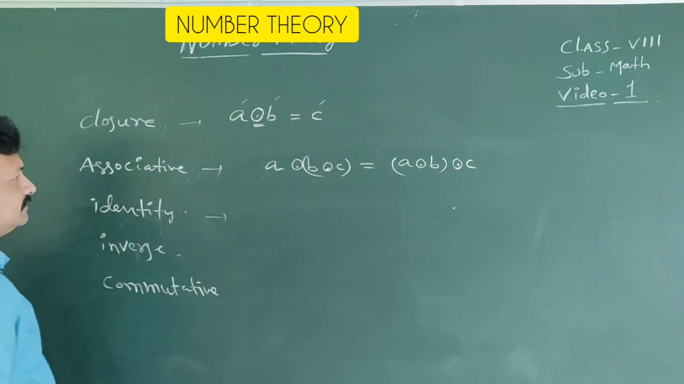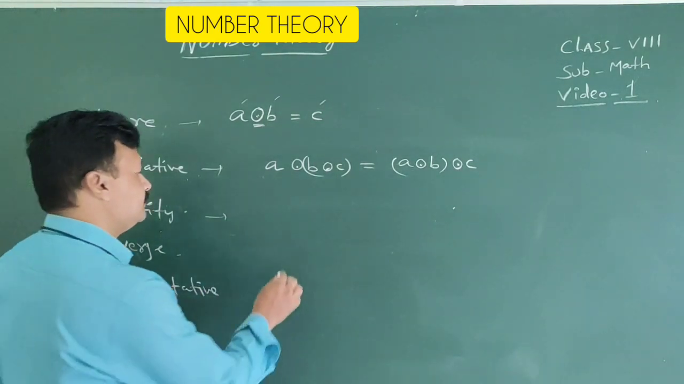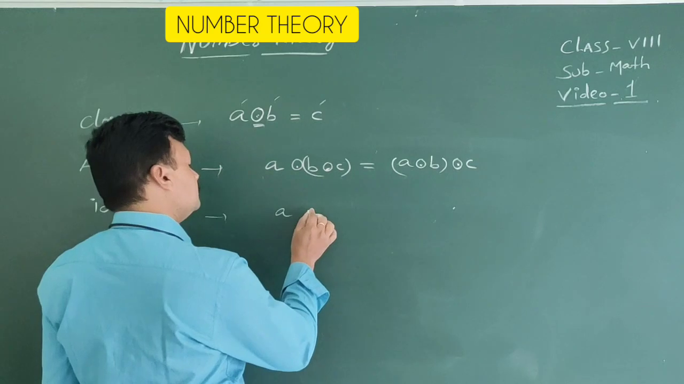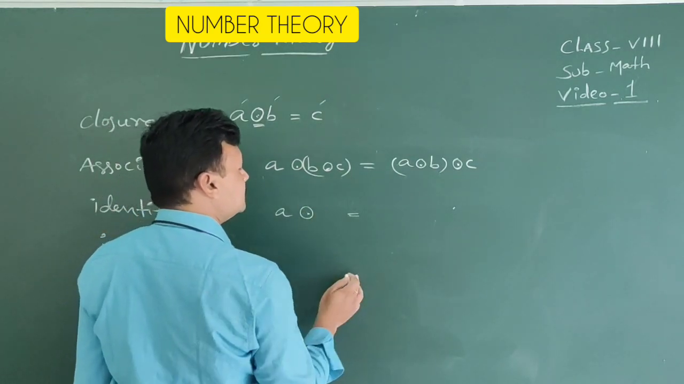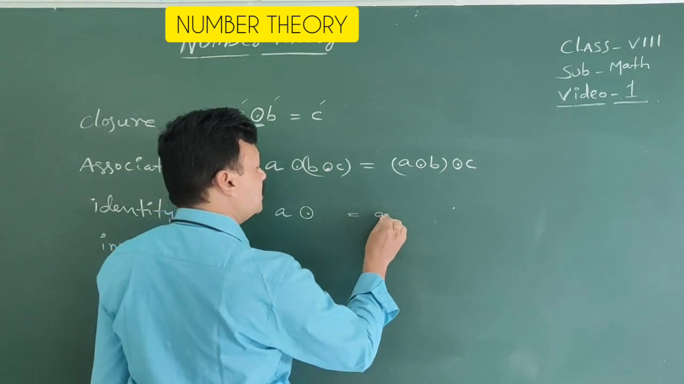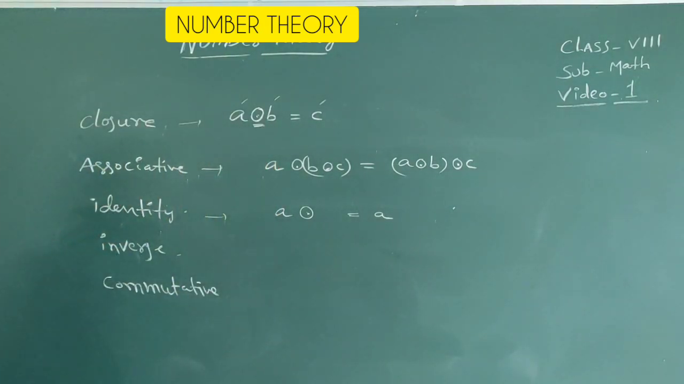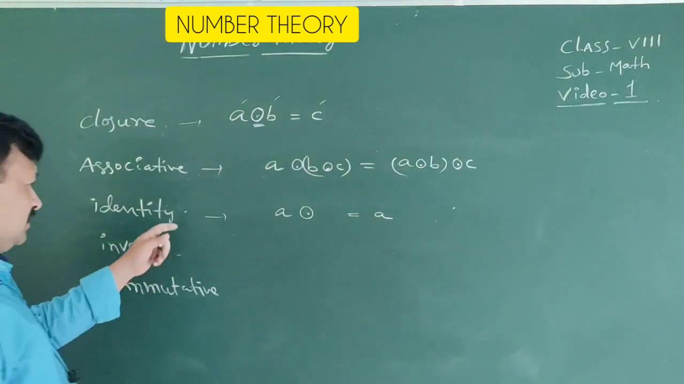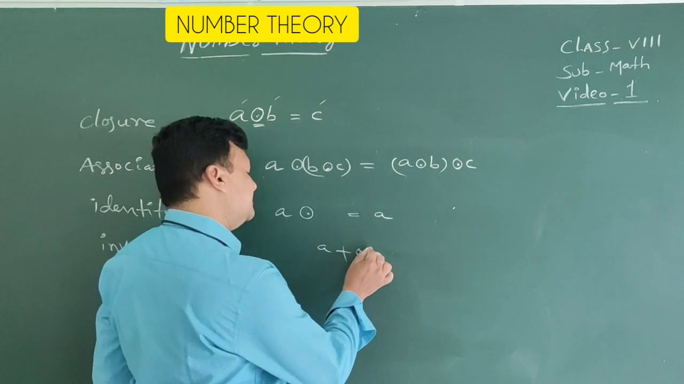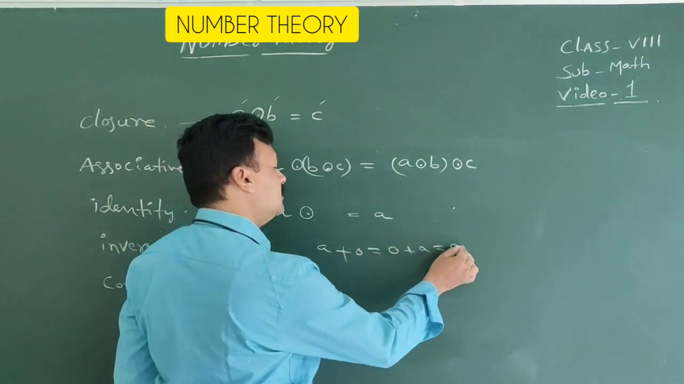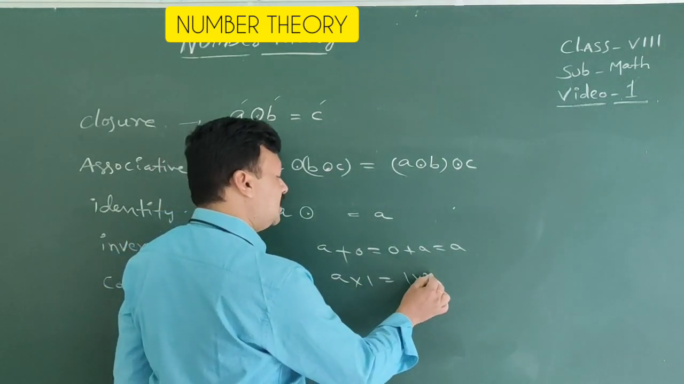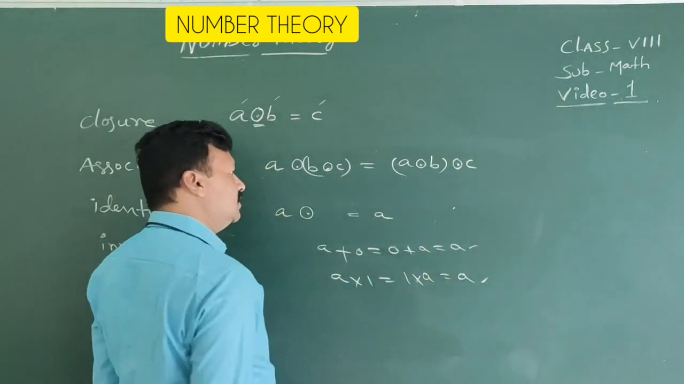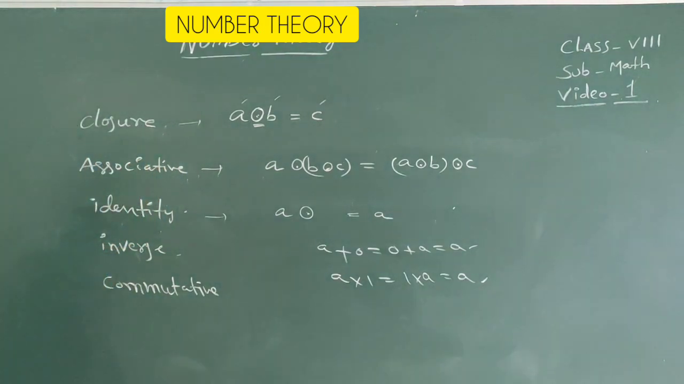Next, identity. A dot something equal to A. With respect to addition, A plus 0 equals 0 plus A equals A. With respect to multiplication, A into 1 equals 1 into A equals A. These two identities we have for any number system.